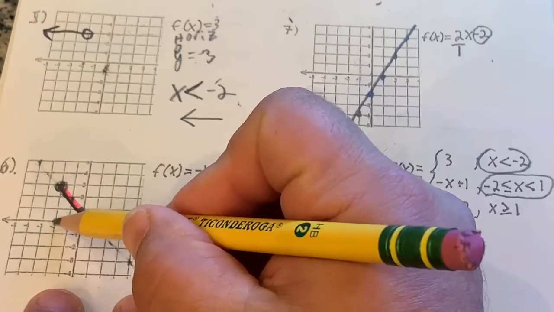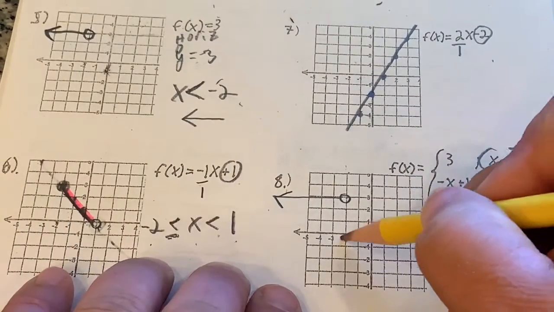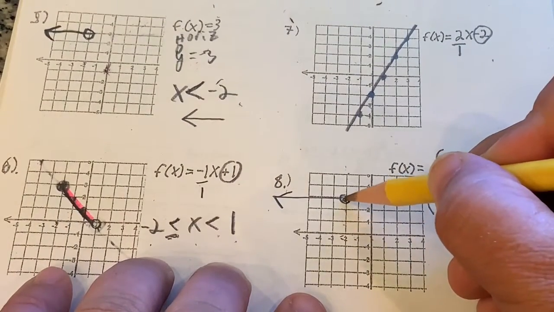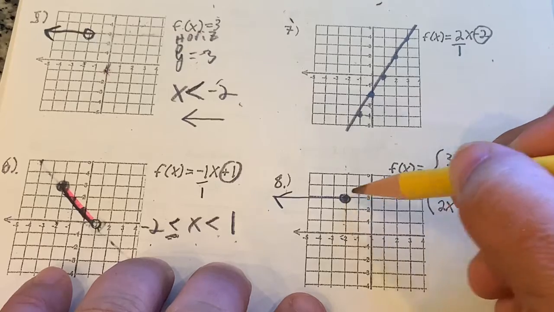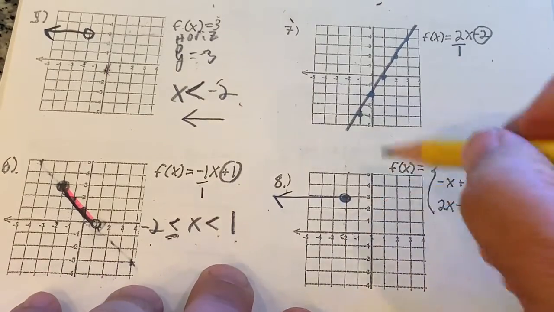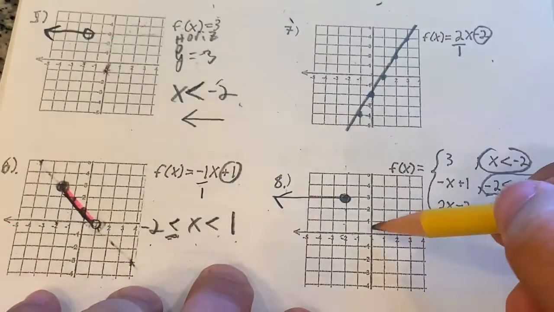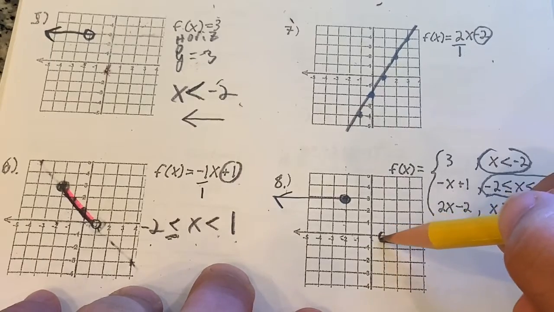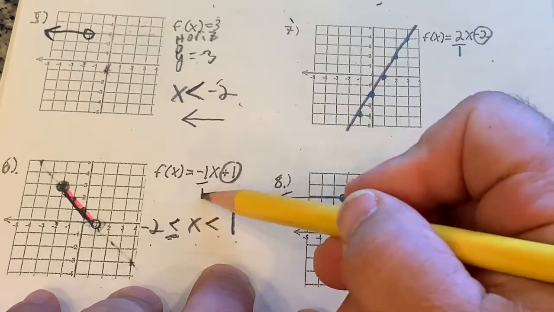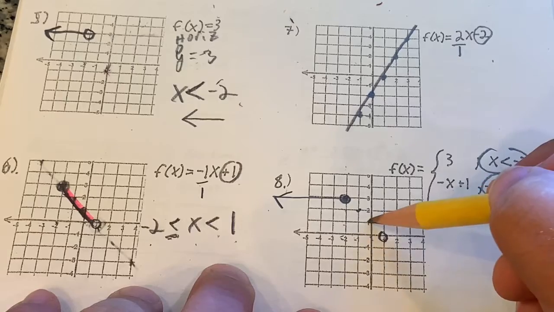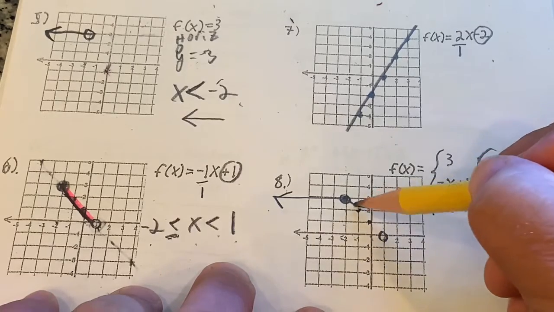So I go to negative 2, 1, 2, 3. And notice, it is okay to fill in an open circle with a closed circle. I go over to 1, 0. I put an open circle. I follow the slope of down 1 over 1, down 1 over 1, down 1 over 1. Connect the dots.